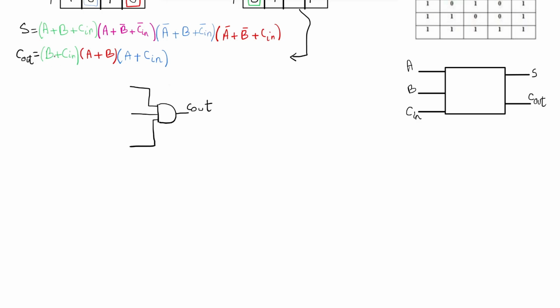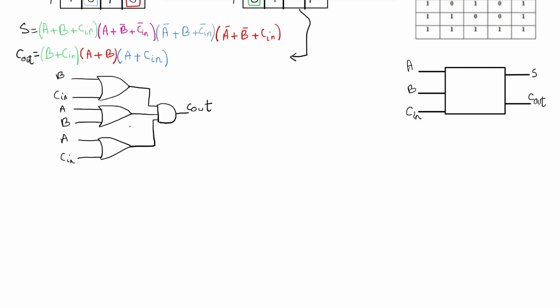From the first group, we have B plus Cn. For plus, we need an OR gate. So this is an OR gate, and it takes 2 inputs, B and Cn. The second term in red is A plus B. We also need another OR gate, and this is A plus B. The third term in blue, we have A plus Cn. So that's an OR gate, and the inputs are A and Cn.